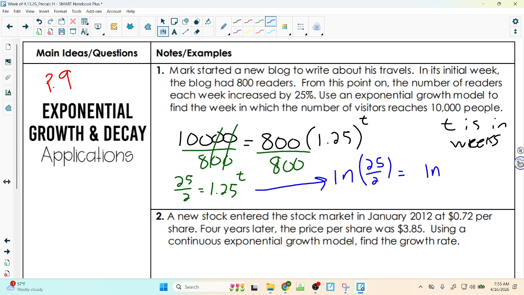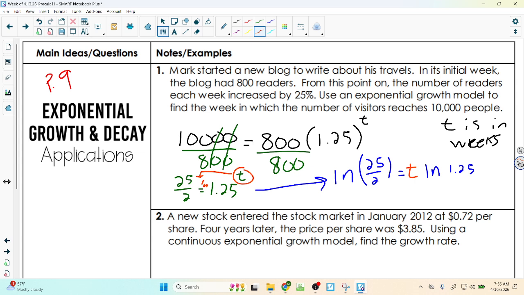So what I'm going to do is have ln of 1.25 to the t, but I'm going to bring the t down. This is the magic that just happened. This t was brought down because there was an ln here. I just tried to save myself a step.